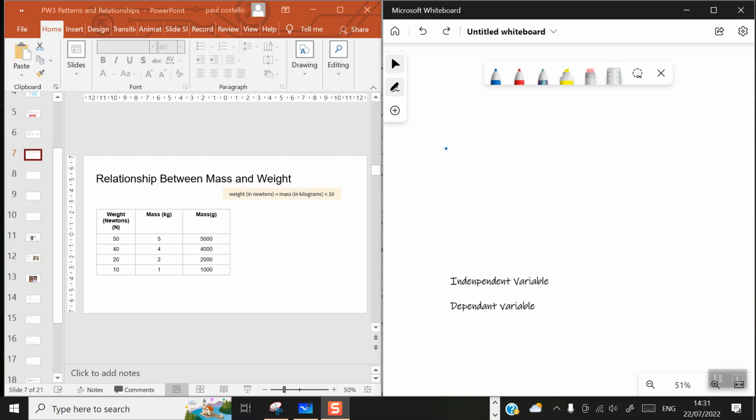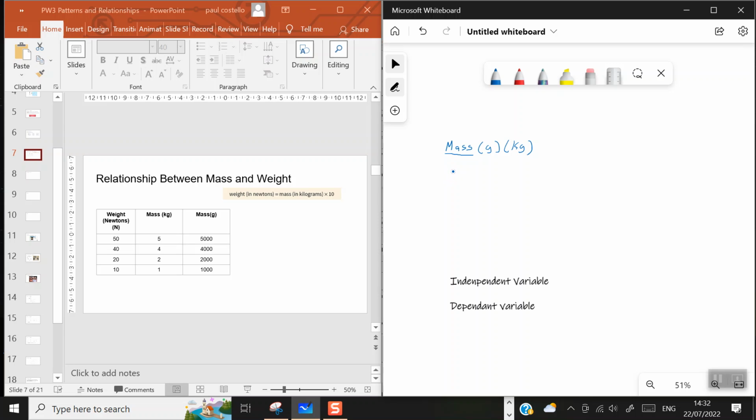If we think about mass, mass is what you measure when you use a balance or weighing scales. Mass is typically measured in grams or kilograms, and it's a quantity. Now there are smaller units as well, but typically you're measuring it in grams.